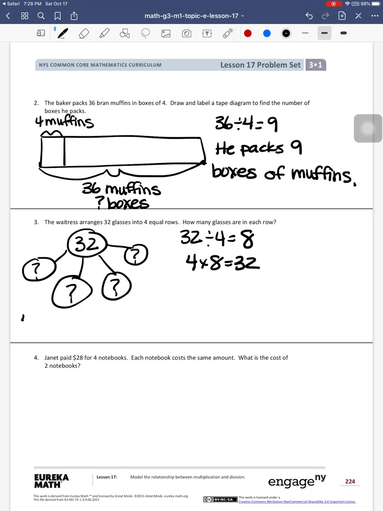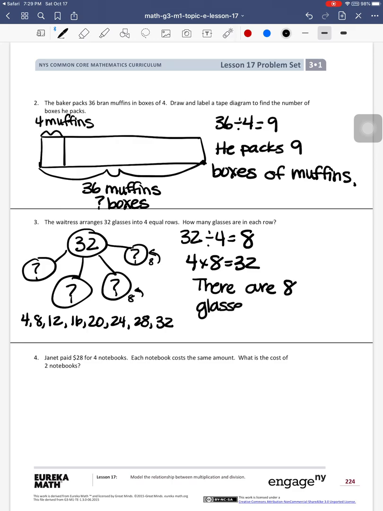Or I could say 4 times 8 equals 32. And I could count by 4s. Ready? 4, 8, 12, 16, 20, 24, 28, 32. So 8 would be the number that goes into each one of these things in my number bond. All right, so there are 8 glasses in each row. Period.